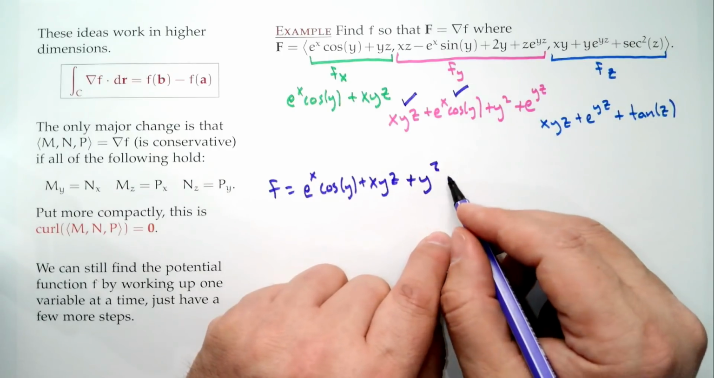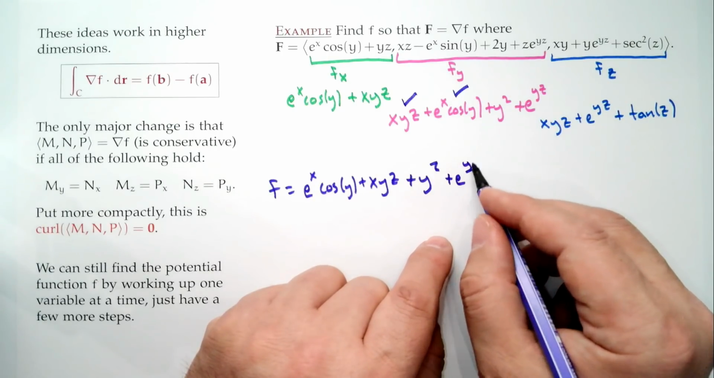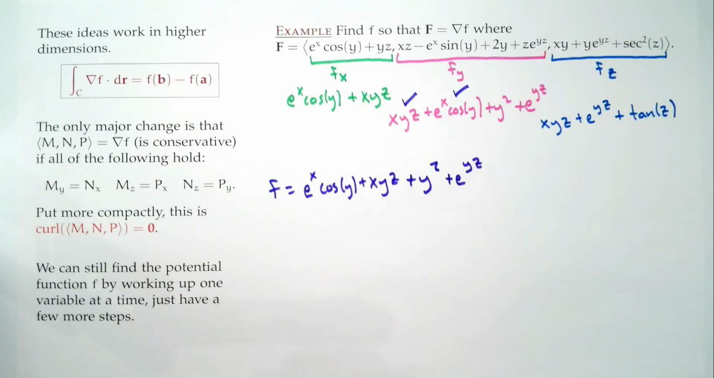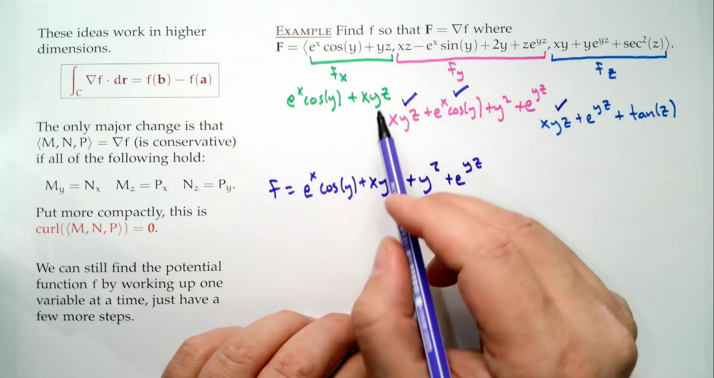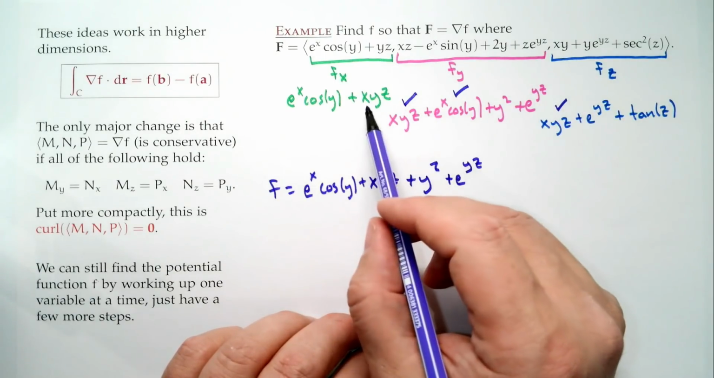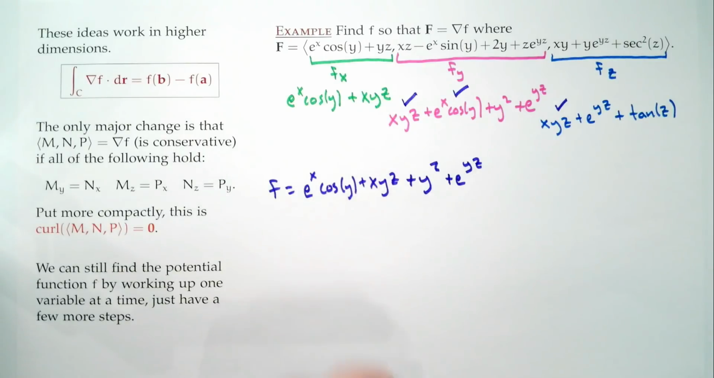E to the yz, don't have that yet. I better put that in. All right. Now I go to the next slot, the third slot. The xyz, I've already got one of those. And it's okay that I see it 3 times because it involves each variable, x, y, and z. So I should expect in each derivative for it to show up.